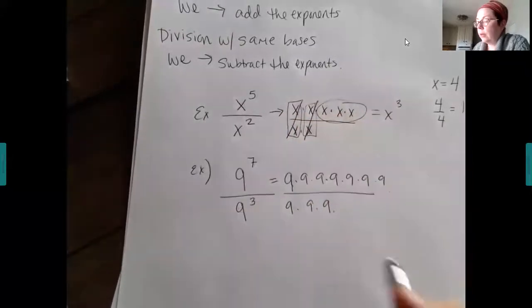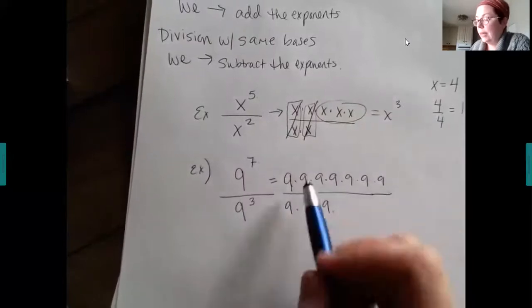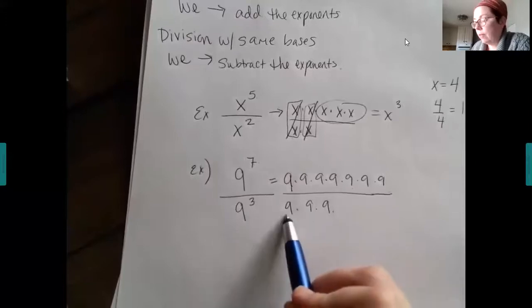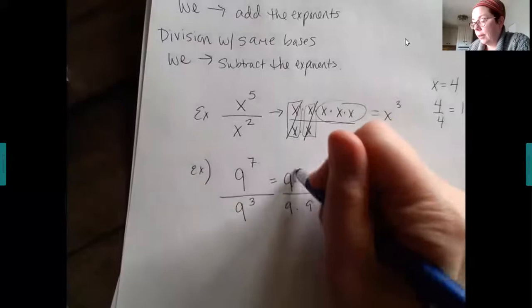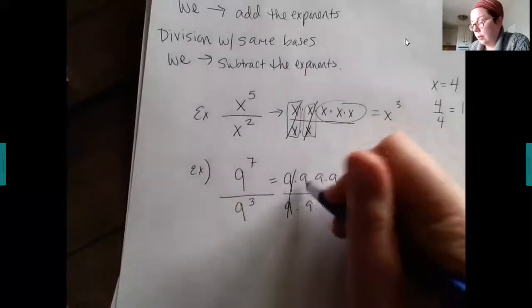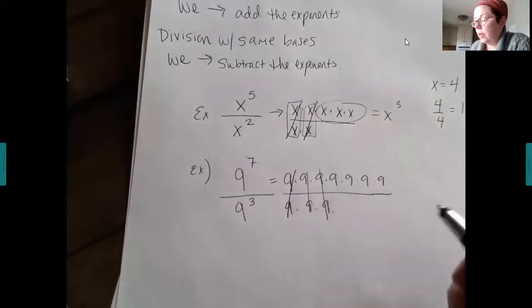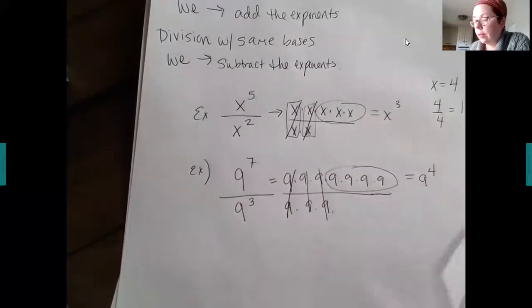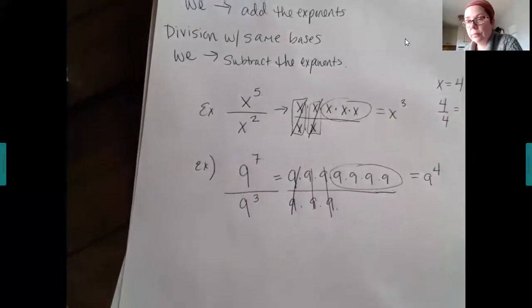Okay, so again, 9 to the power of 7 would mean we would have 9 times itself 7 times. 9 to the power of 3 means we would have 9 times itself 3 times. 9 divided by 9 is 1. This is 1. And this is 1. What's left? 9 to the power of 4, right? So 7 minus 3 would have gotten us 4.